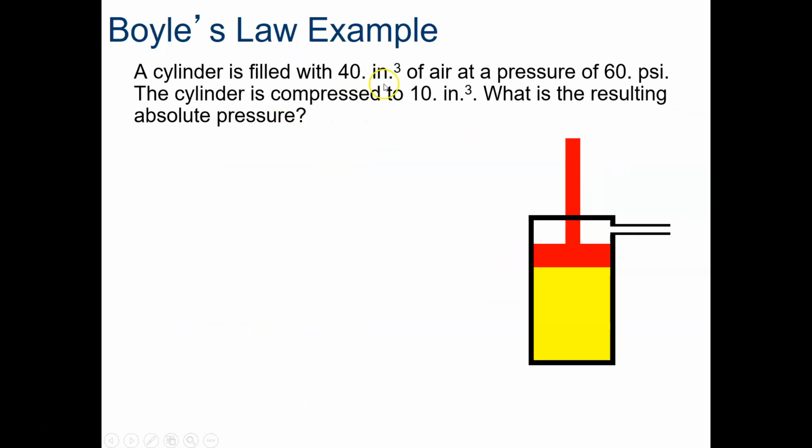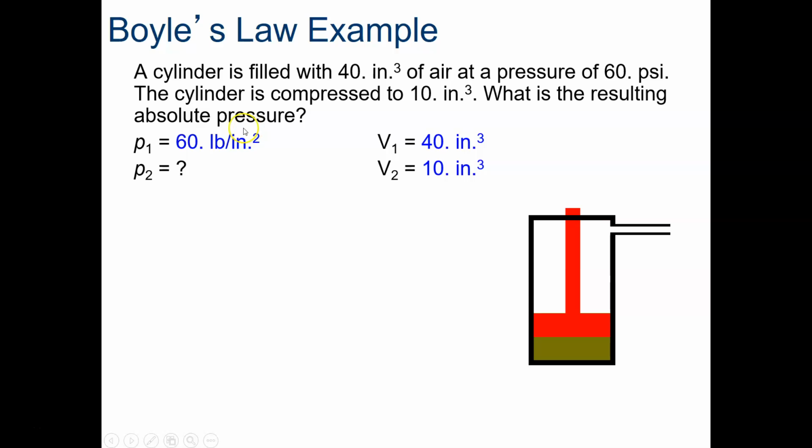A cylinder is filled with 40 cubic inches of air at a pressure of 60 psi. The cylinder is compressed to 10 cubic inches. What is the resulting absolute pressure? Okay, so this is kind of what's going on here. Our initial pressure is 60 psi. We do not know the final pressure. We've got the initial volume and the final volume.